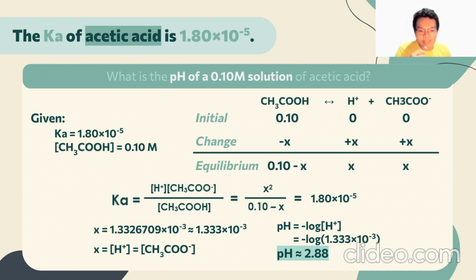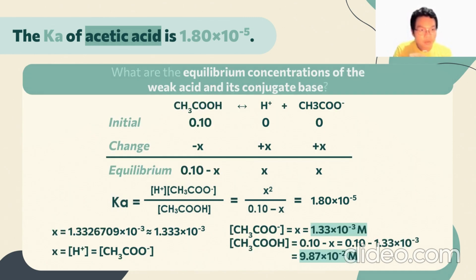And then we can plug that into our pH formula, which is negative log of the value, and we get 2.88. What are the equilibrium concentrations of the weak acid and its conjugate base? So if we observe the ice table, we find that the equilibrium concentration of H plus and CH3COO minus are the same. So for the conjugate base CH3COO minus, its concentration is also 1.33 times 10 to the negative 3 molars.